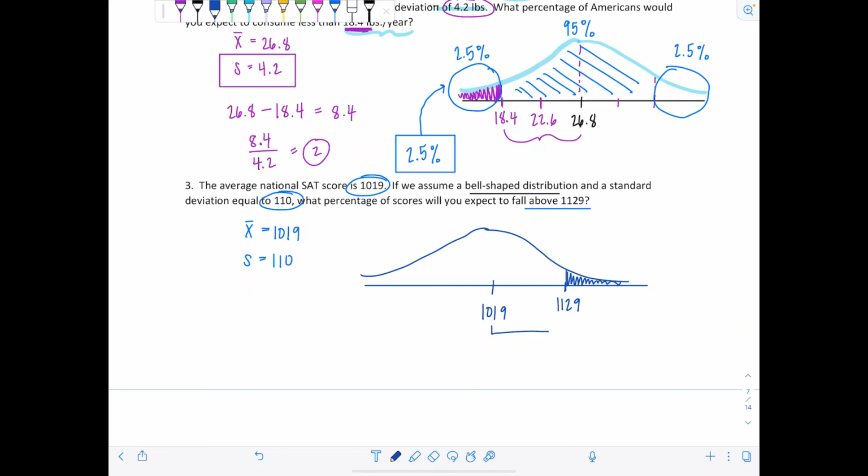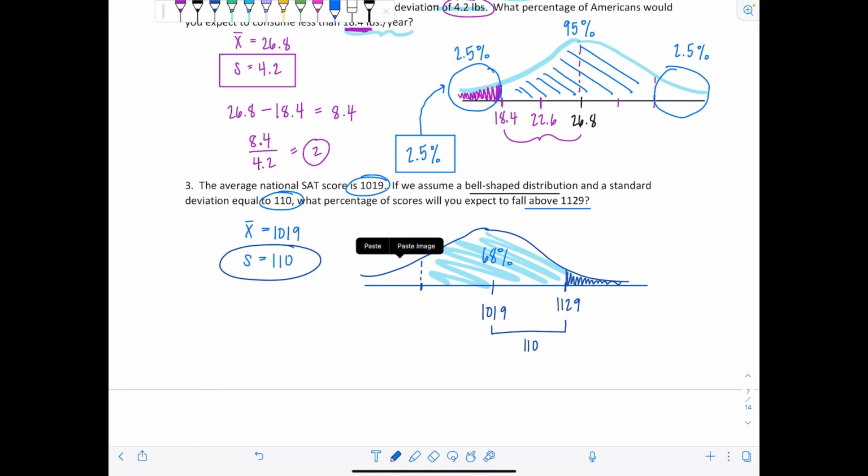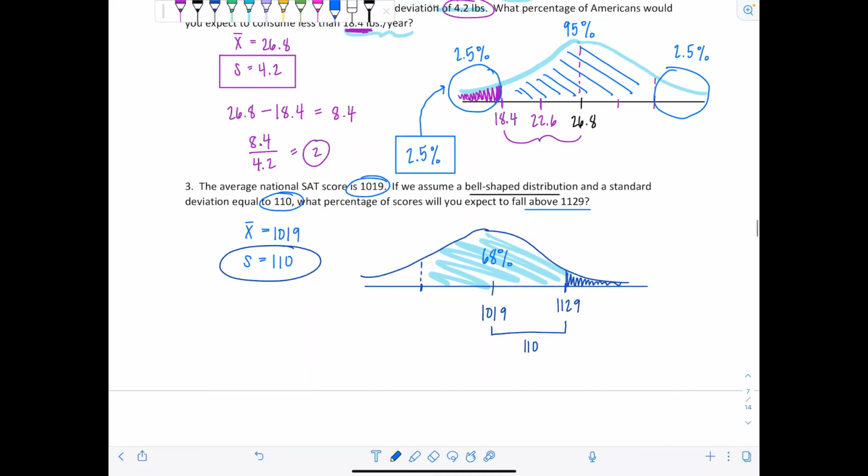So how many standard deviations are between 1019 and 1129? Well, the standard deviation is 110, and these are exactly 110 apart. So that's just 1 standard deviation. And what do we know from the empirical rule? We know that 68% of the data lies within 1 standard deviation of the mean. Underneath the curve is 100% of the data. This is supposed to be symmetric, so excuse the ugliness, okay?